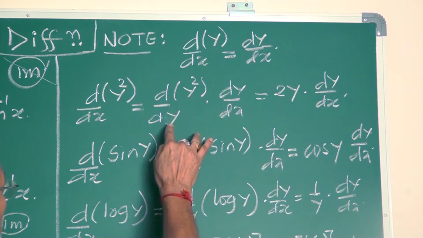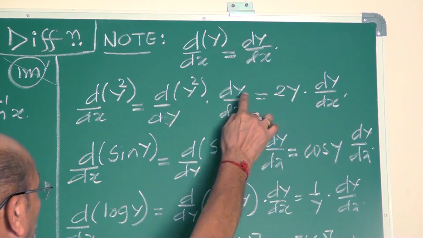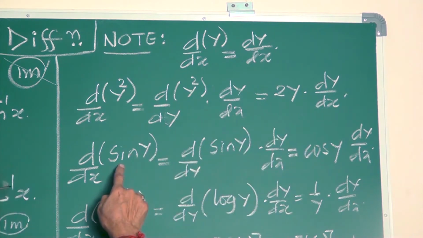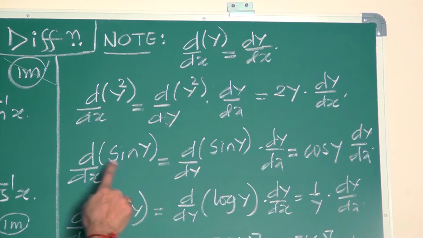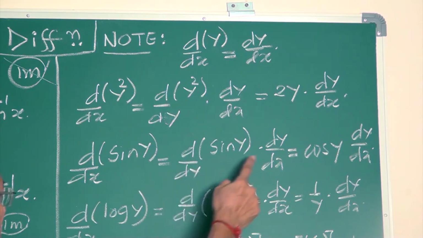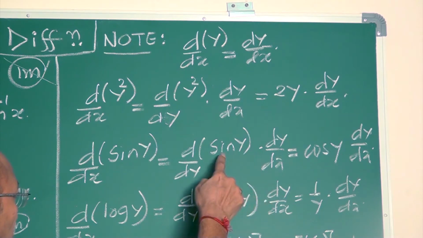Derivative of y square with respect to y is 2y into dy by dx. Yes, this is the derivative. Then I have taken sin y. In differentiating sin y with respect to x, first the derivative of sin y with respect to y, then y with respect to x.